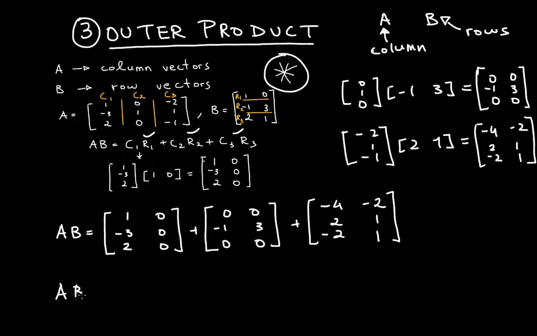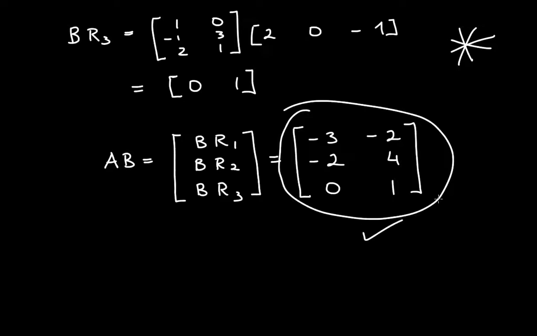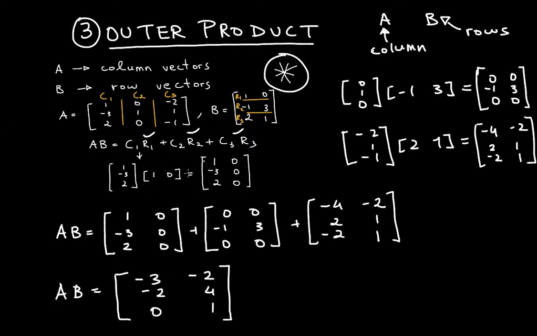So 1 plus 0 plus negative 4 will give you negative 3. 0 plus 0 plus negative 2 will give you negative 2. Negative 3 minus 1, negative 4, negative 4 plus 2, negative 2. 0 plus 3 plus 1, 4. 2 plus 0 plus negative 2, 0. 0 plus 0 plus 1 is 1. So this should be our answer. And if we go back, that was exactly the answer that we got with our second procedure and our first procedure of partitioning.